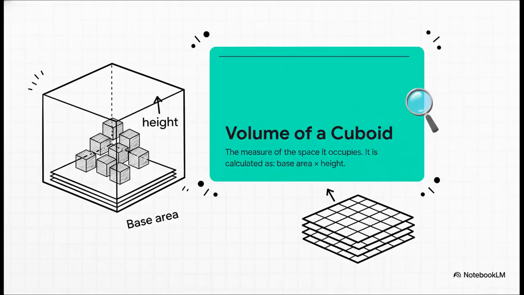And what about all the space inside the box? That's what we call its volume. And this right here perfectly illustrates our original idea. The volume is just the area of that first flat sheet of paper at the bottom multiplied by the height of the whole stack. So simple.